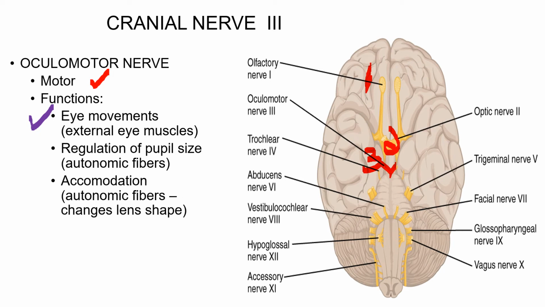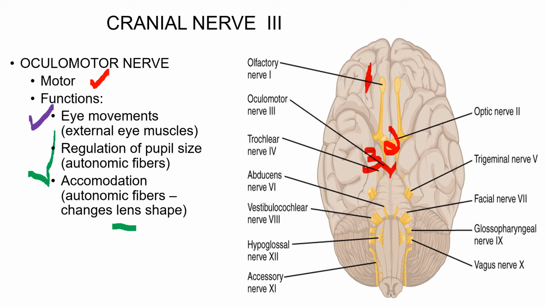Other cool things that the oculomotor does, we'll talk about this next chapter, is it changes the shape of the lens in the pupil. So it helps you allow more or less light into the eyeball, but it also helps you accommodate or not accommodate. It helps you change the shape of your lens so you can see from a distance or close up.